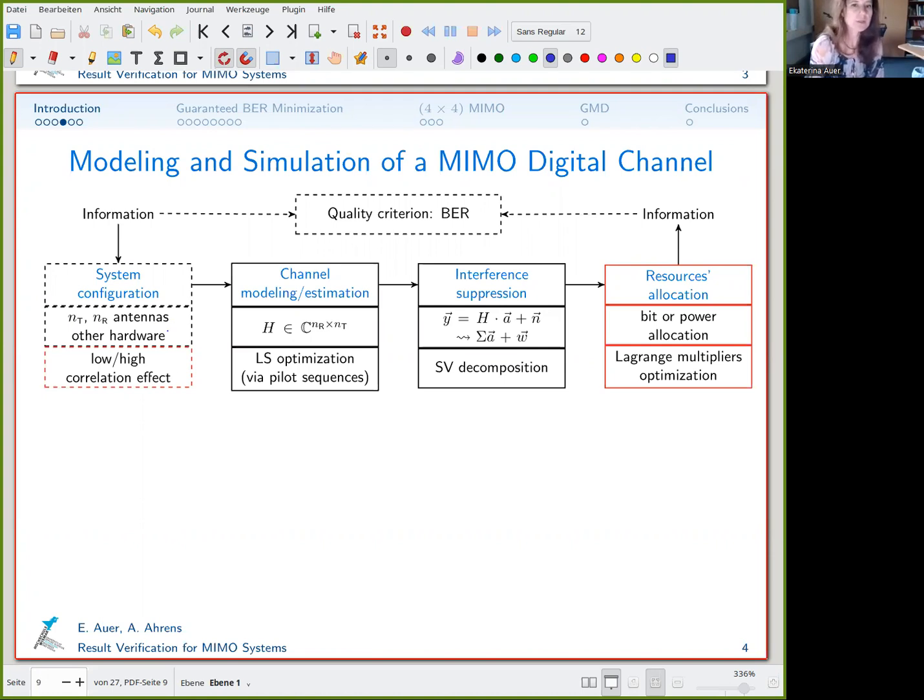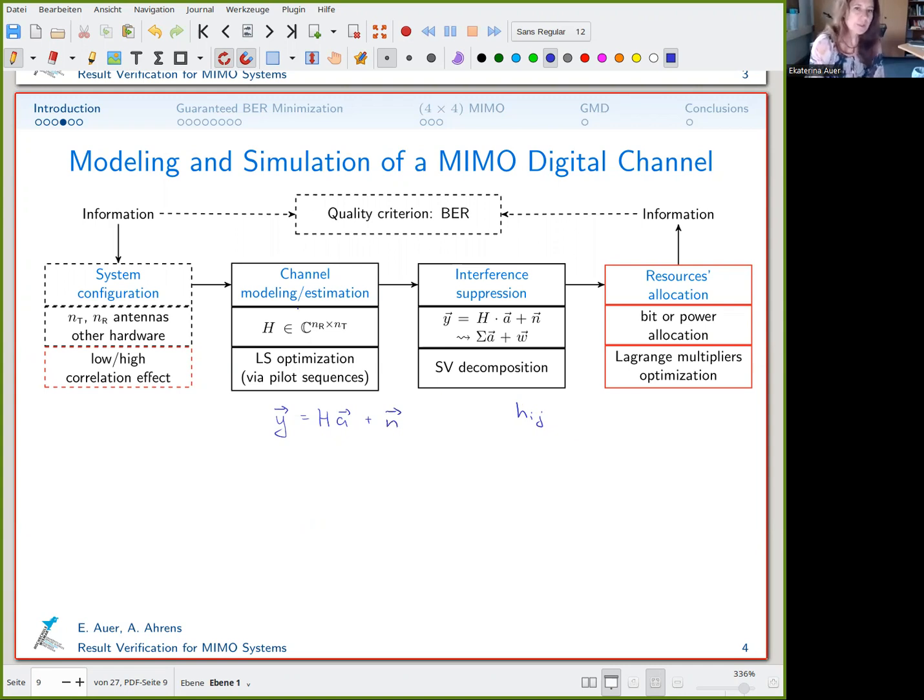After the system is configured, the next step is to estimate the channel. Usually the so-called linear stochastic model is used, where we have this representation, which is also shown here, where H is a channel matrix containing some fading coefficients. If we consider an entry in the matrix H, it describes the fading from the jth receive antenna and the ith transmit antenna.